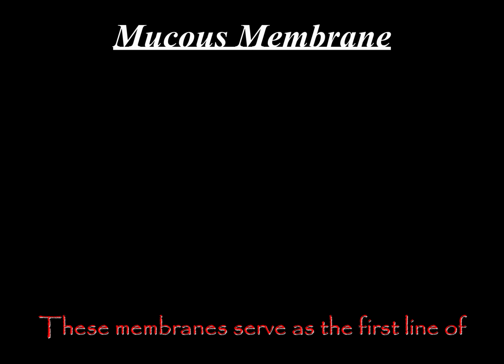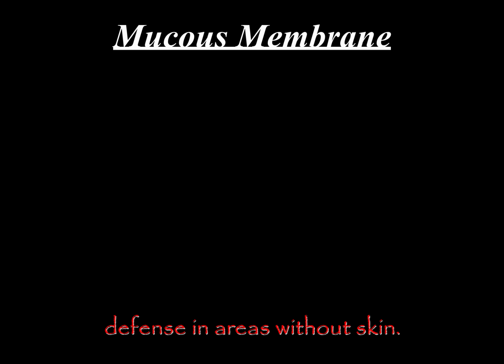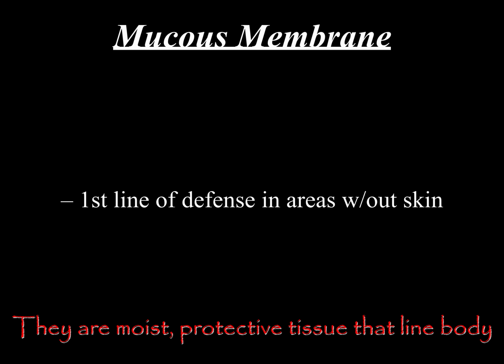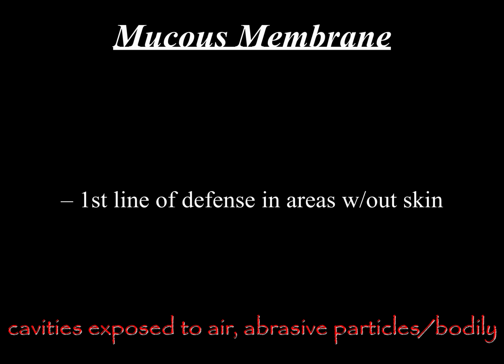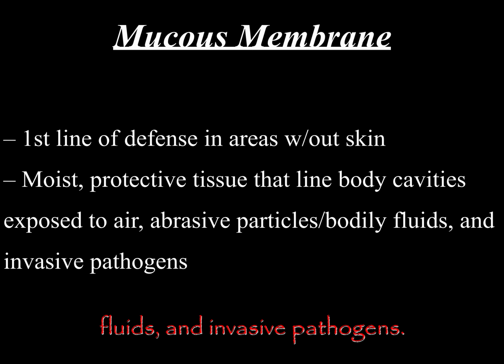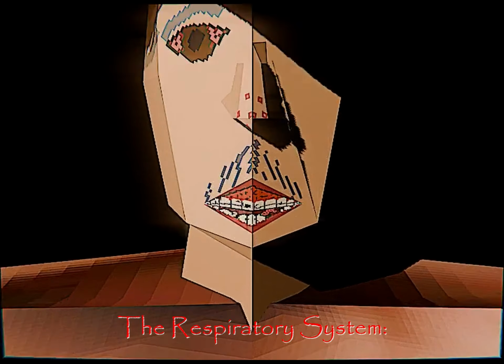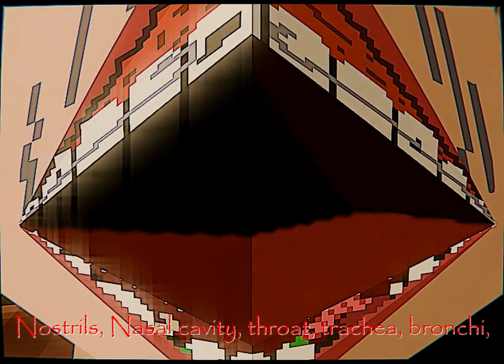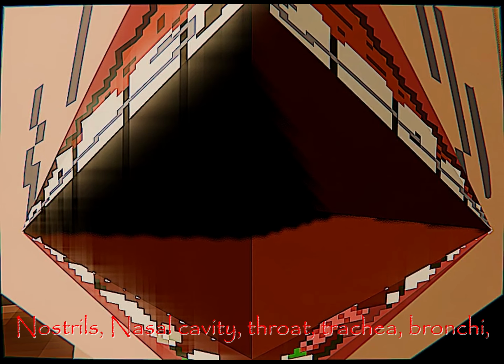Now to the mucous membrane. These membranes serve as the first line of defense in areas without skin. They are moist, protective tissue that line the body cavities exposed to air, abrasive particles or bodily fluids, and invasive pathogens. They are located in the respiratory system, such as the nostrils, nasal cavity, throat, trachea, bronchi, and lungs.